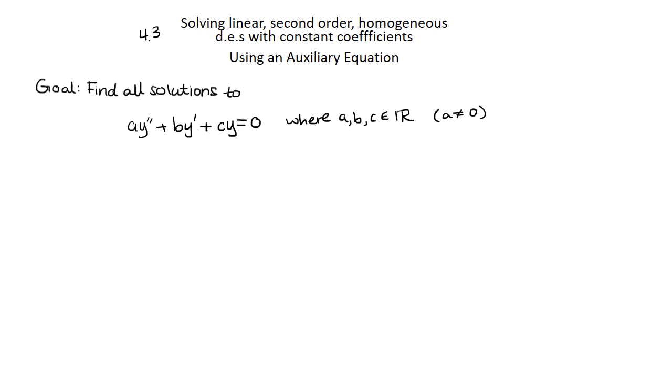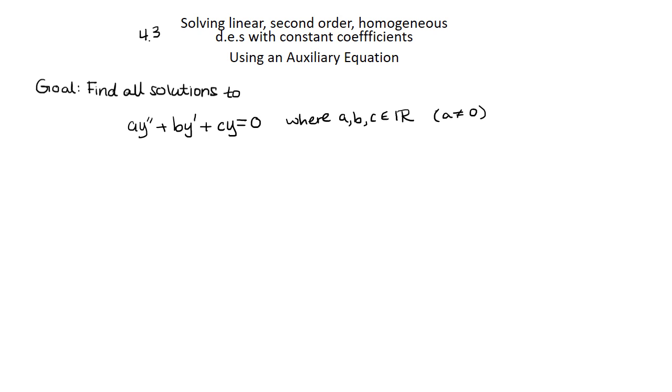In section 4.3, we're going to look at how to solve linear second-order homogeneous DEs with constant coefficients. So what we're talking about are DEs that look like this. We can see that it's linear, it's second order, it's homogeneous because on the right-hand side we have 0, and the coefficients of y and its derivatives are all constants. So 1, 2, 3, 4, 5.